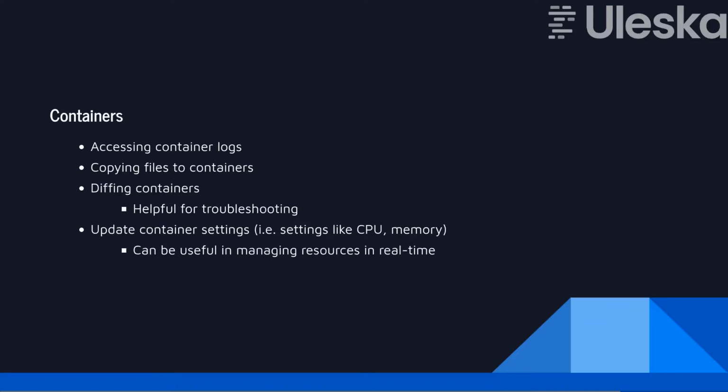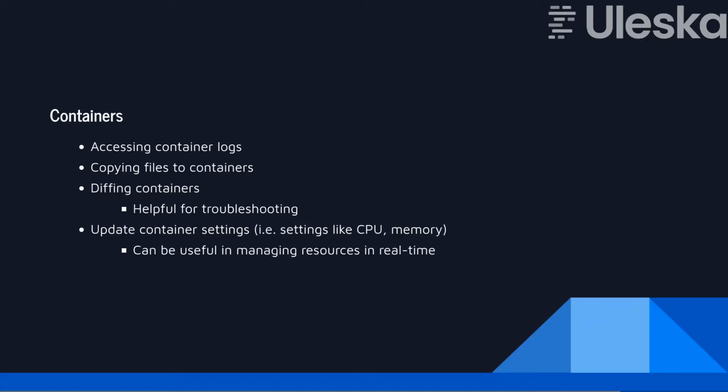So one of the main uses for containers is that they're supposed to be immutable. So if something goes wrong on one, you just throw it away. But you can use diffing to essentially see what was the difference between a container that ran healthily and one that maybe bombed out because something went wrong.